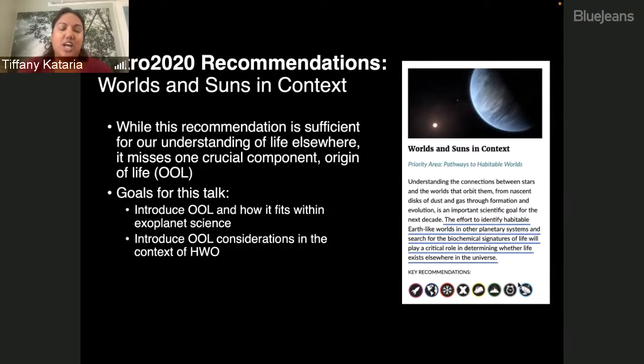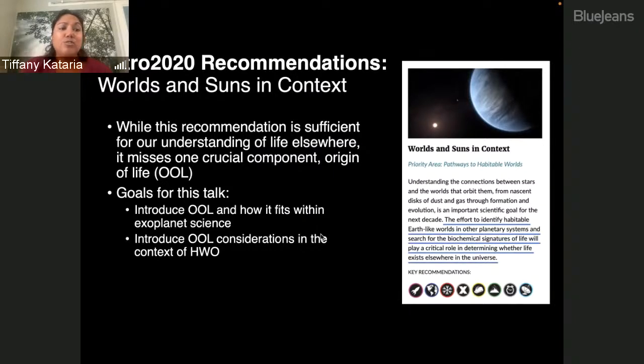This is just a screenshot from, I believe, the webpage summary of each of the major themes. And so I underlined here one of the sentences from that summary: the search for biochemical signatures of life will play a critical role in determining whether life exists elsewhere in the universe. I think we can all appreciate that. But the argument I would make is that the paradigm, and the way in which it's been phrased, misses what I consider to be a crucial component in the origin of life.